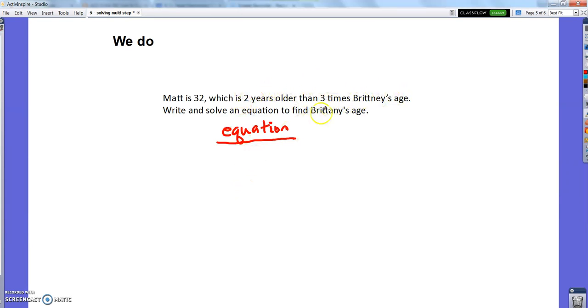So Matt is 32, which is 2 years older than 3 times Brittany's age. What I'm hearing is, if I multiply Brittany's age by 3 and add 2, that's 2 years older than 3 times Brittany's age. So if I triple her age and add 2, I should get Matt's age, and I don't need a variable for Matt because Matt's not unknown. Variables are for unknown values. Matt's age is known. So if I triple Brittany's age and add 2, I should get 32. So that's writing the equation for the situation.